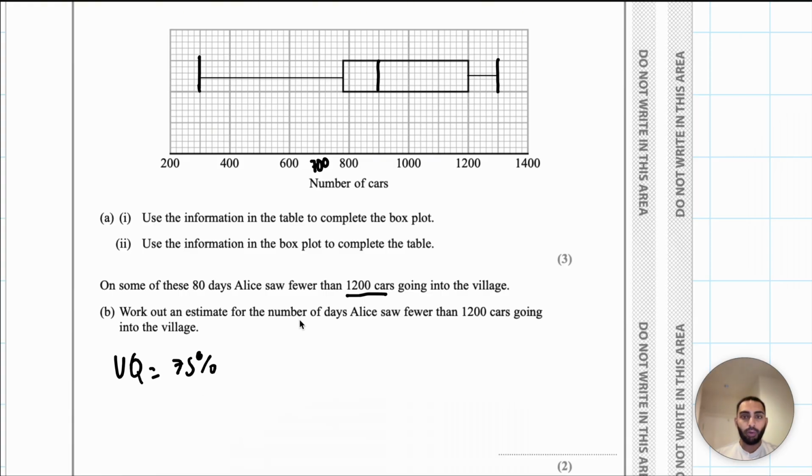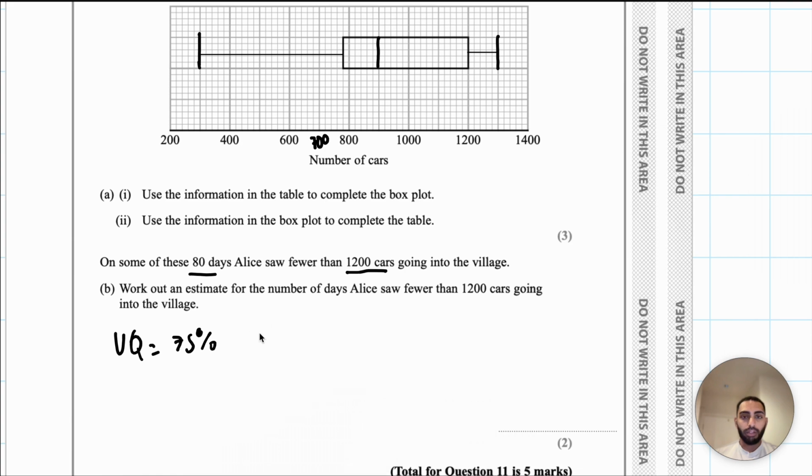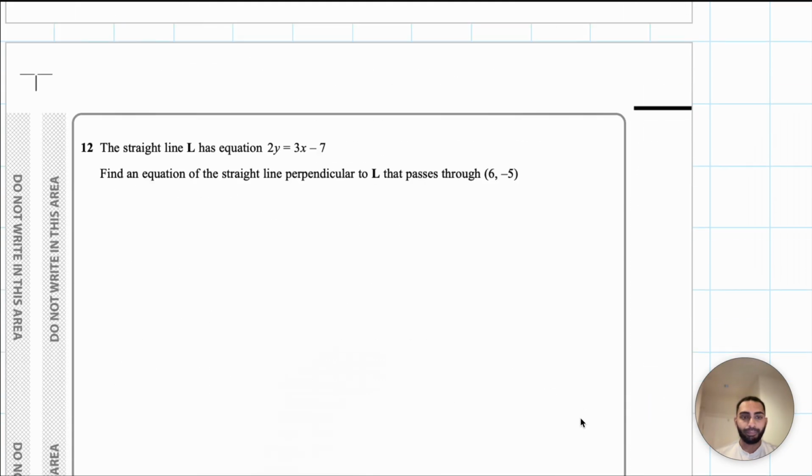That means it's 3/4 of the data. So if there were 80 days, we just want to find 3/4 of those 80 days. So 3/4 of 80, 80 divided by 4 is 20, and 20 times 3 is 60. So we're going to estimate that in 60 days, she saw less than 1,200.